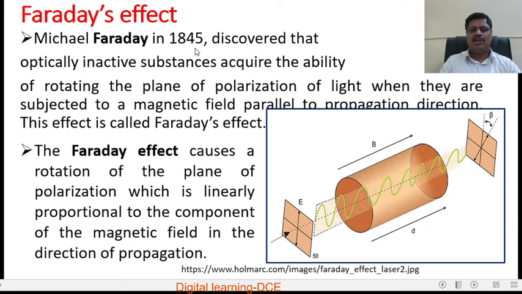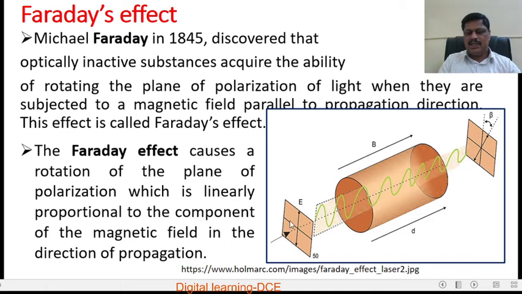In 1845, Michael Faraday discovered that optically inactive substances, not active substances, acquire the ability of rotating the plane of polarization of light. That means they become optically active when they are subjected to a magnetic field parallel to the direction of propagation. This is the direction of propagation; parallel to it we are applying the magnetic field. This effect is called Faraday's effect.